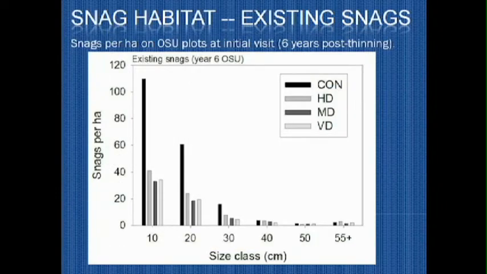This is looking at the initial sampling on the DMS sites, and these are the snags that were there on the first visit. Again, we have 10 centimeter diameter classes on the x-axis, and the number of snags per hectare on the y-axis. What I'll point out is that those larger snags, such as those above 50 centimeters or 20 inches, there are very few of them, but there are a lot of small snags, especially in the control.